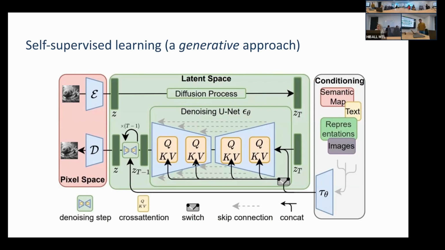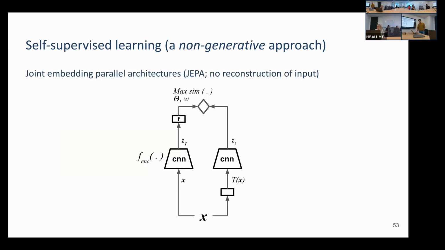I'm not going into the details, but I just wanted to mention that this idea of autoencoder or encoder-decoder has been very popular in the field, and it is still being used for generative AI. But there's another approach, and I'm calling it a non-generative approach, right? Here, your network is not trained to generate input samples, to reconstruct input samples. So this is one of the examples. It's called joint embedding parallel architectures, or JEPA in short.